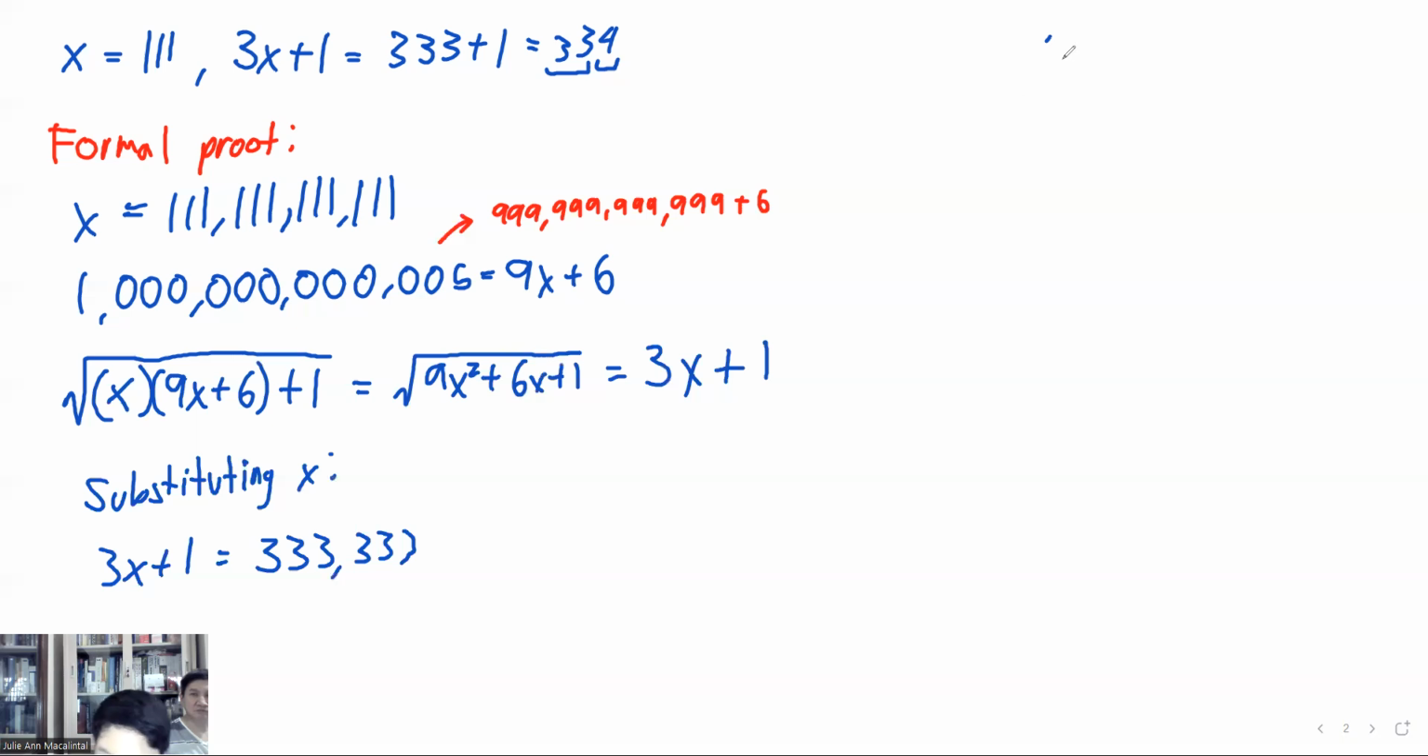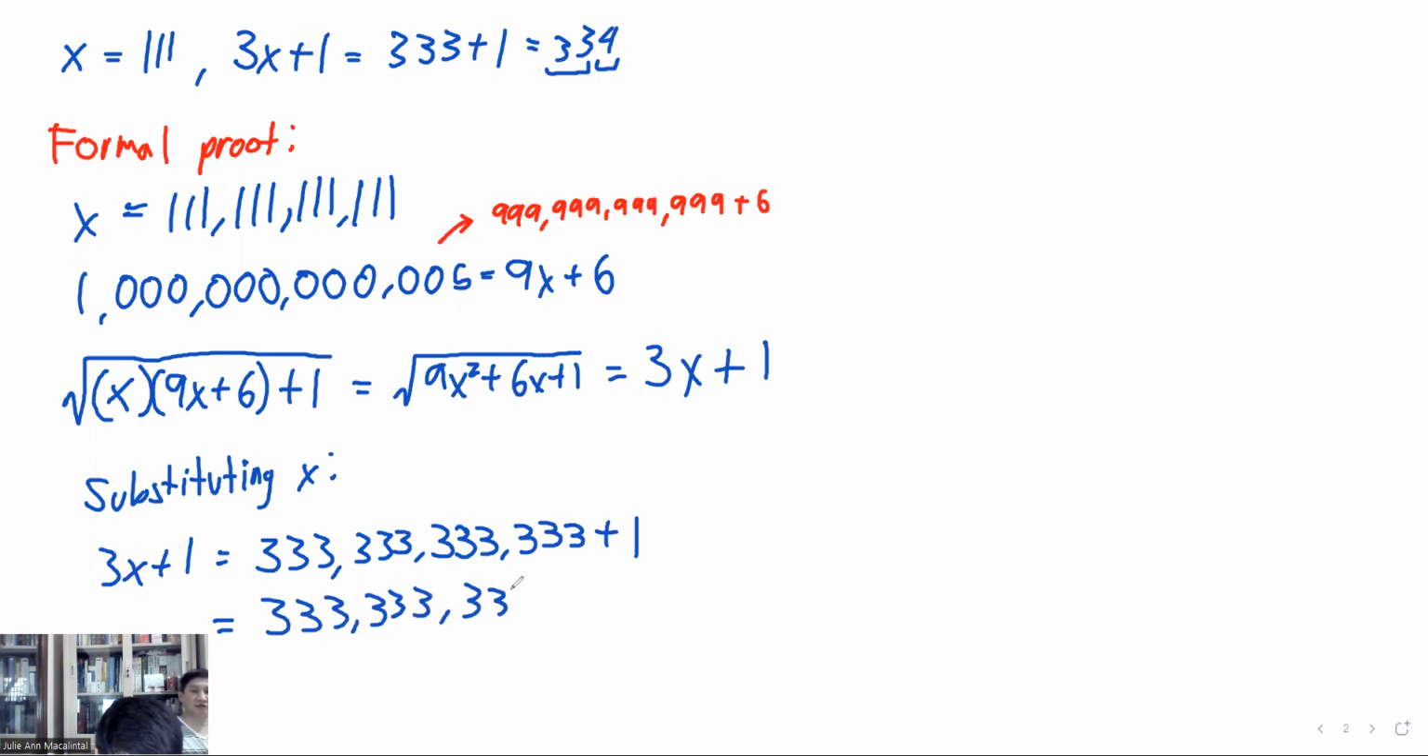We get 3x plus 1 equals 3, 3, 3, 3, 3, 3, 3 plus 1. It's getting a little hard to write repeating numbers. So your final answer is 3, 3, 3, 3, 4. And again, it follows the pattern like we saw earlier, the repeating threes and the 4. So this is almost surely our final answer.